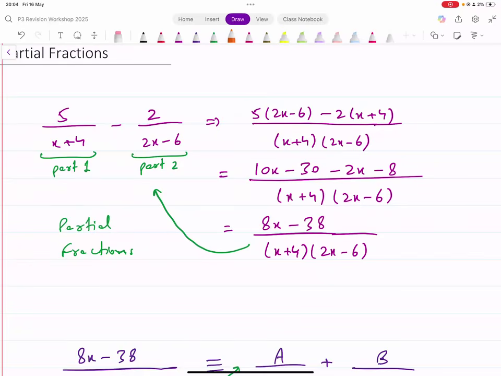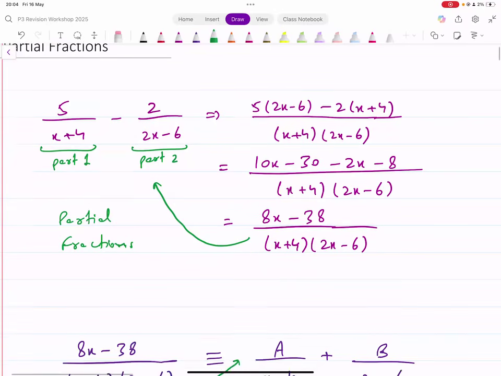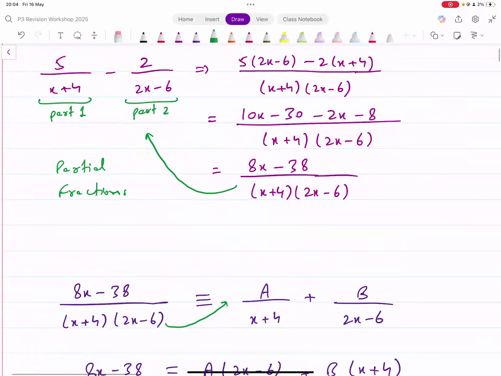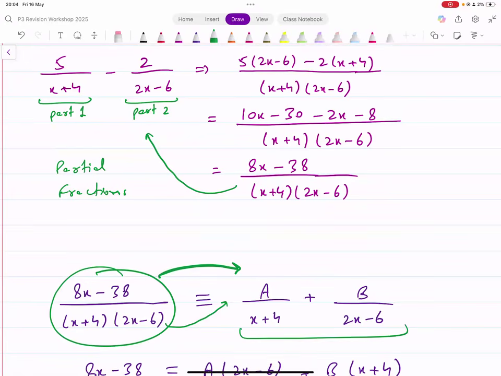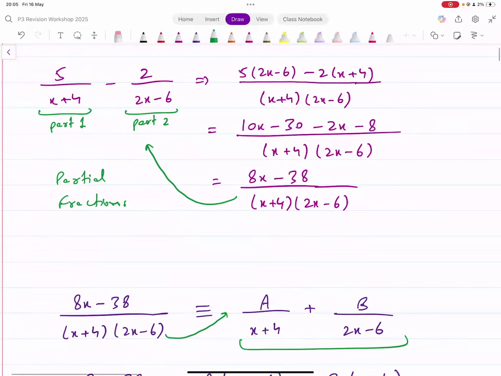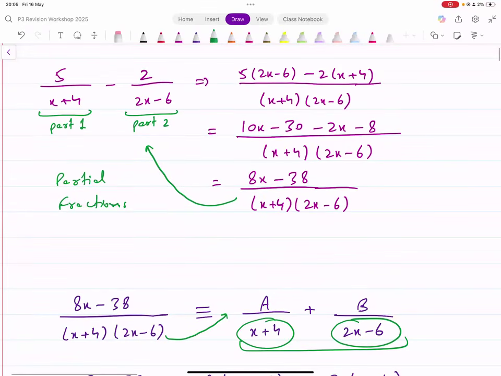When we take LCM, in the denominator we've got a fraction here, another fraction here. When we take the LCM of them, we get a single fraction in which we have a product like this, x plus 4 into 2x minus 6, right? When we want to go back, if we have 8x minus 38 over x plus 4 into 2x minus 6, we say we will get two fractions like this, such that one of them will have the denominator x plus 4 and the other will have denominator 2x minus 6, right?